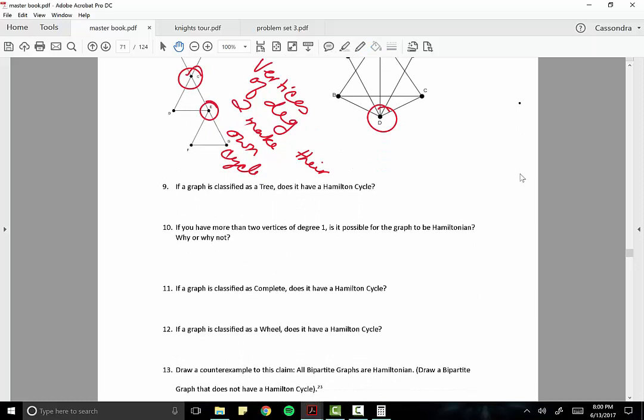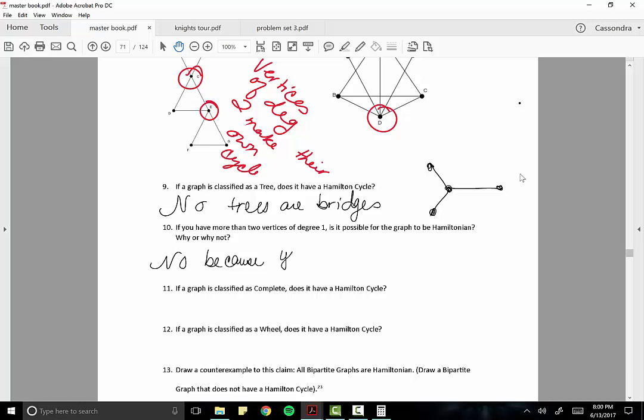If a graph is classified as a tree, does it have a Hamilton cycle? Here's a graph that's a tree. Does it have a Hamilton cycle? No. Trees are bridges. If you have more than 2 vertices of degree 1, is it possible for the graph to be Hamiltonian? No, because you will end up backtracking and repeating.